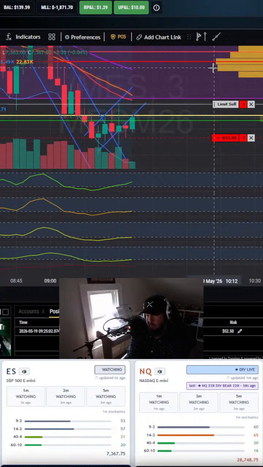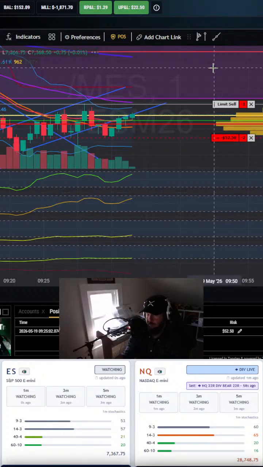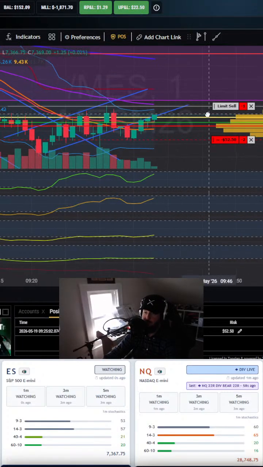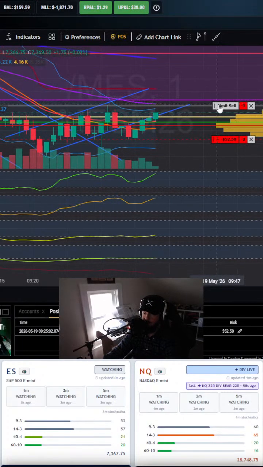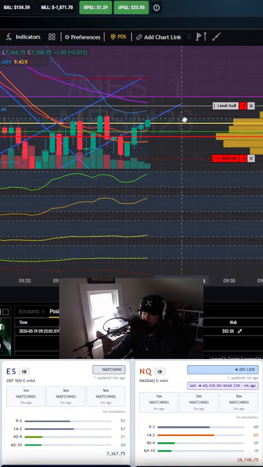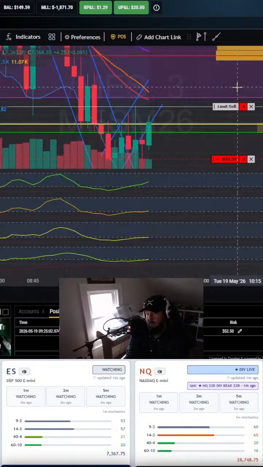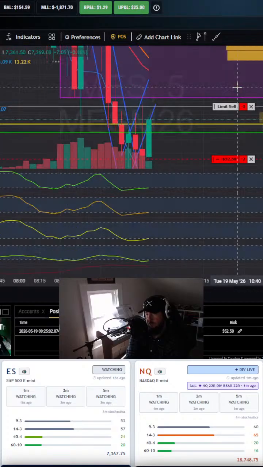I mean, the 3-minute is looking pretty bullish. 5-minute is looking pretty bullish. Let's just hang on to the trade. Yeah, 5-minute candle is very bullish.